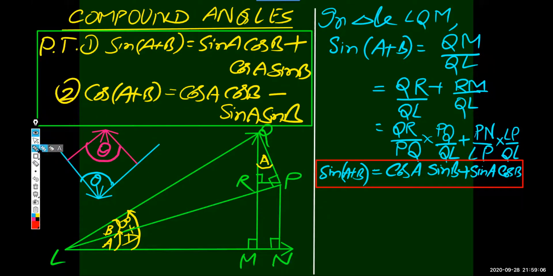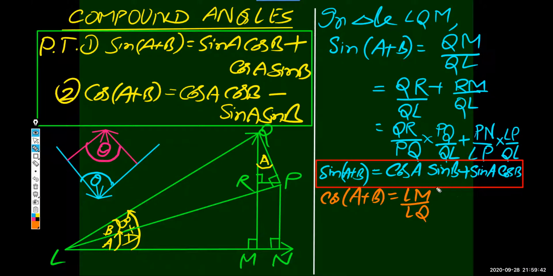Now, sine of A plus B is done. Let me write similarly cos of A plus B. You tell me, in the similar manner we'll be doing that. Come on, tell me cos of A plus B in the same triangle, because A plus B is present in that triangle only. Cos of A plus B is what? LM by QL. Yes, QL, you're right.